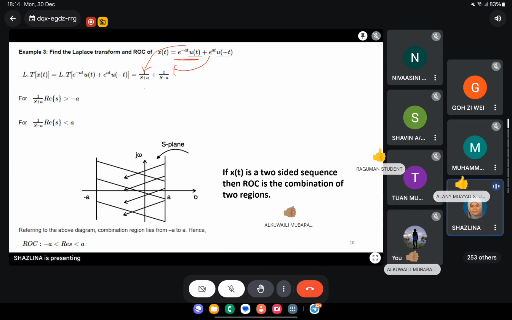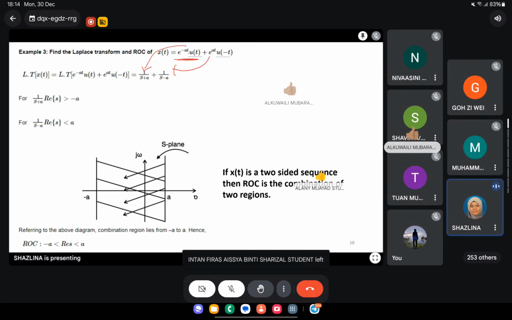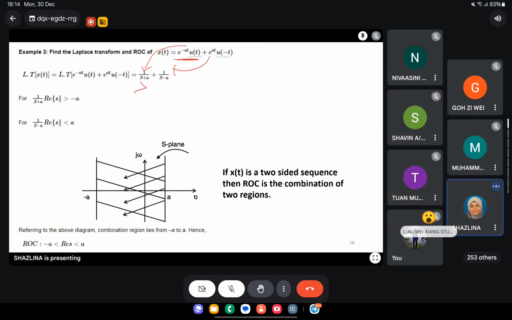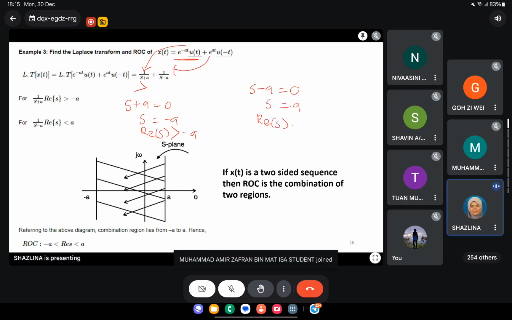Okay, remember the first term is u(t), right-sided. So it has to be bigger. So we have to find the pole first. S plus A equals 0, S is negative A. So the ROC has to be bigger than negative A. For the second term, S minus A equals 0, S equals A. And this is negative or left-sided. So the ROC, real S has to be smaller than the pole A.